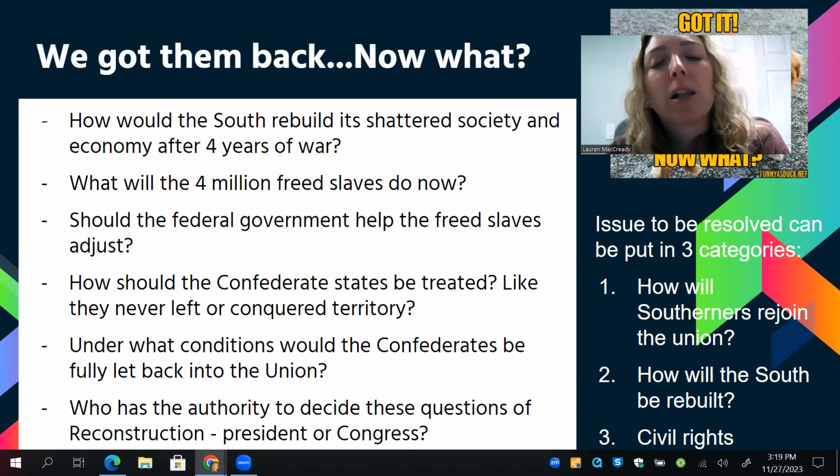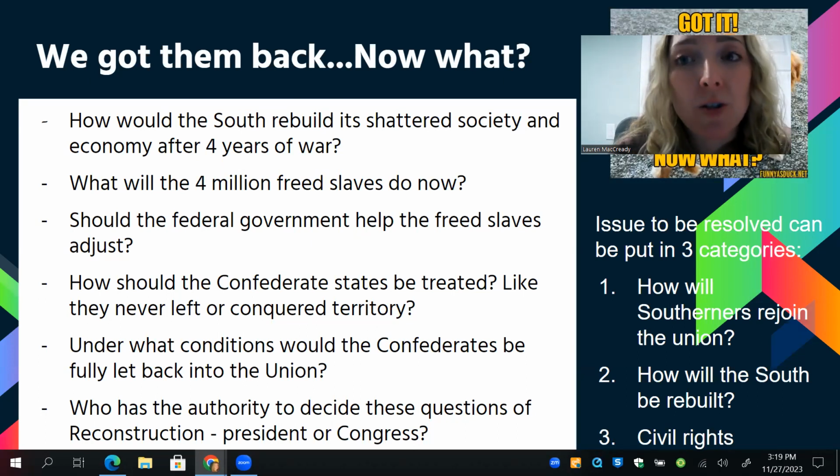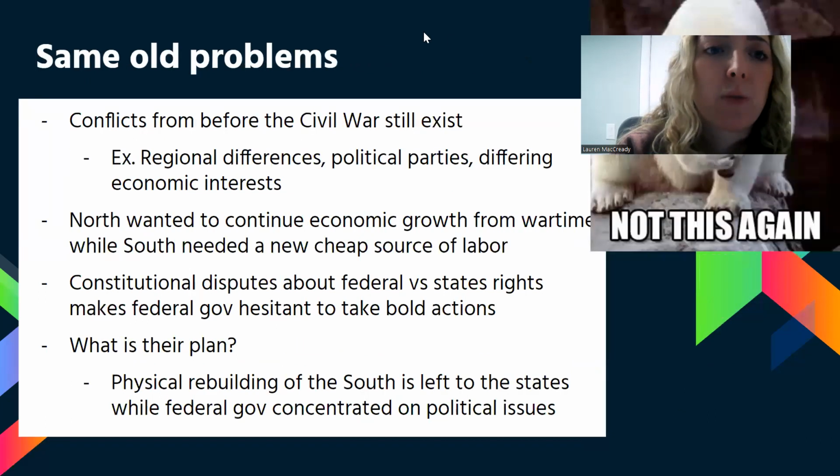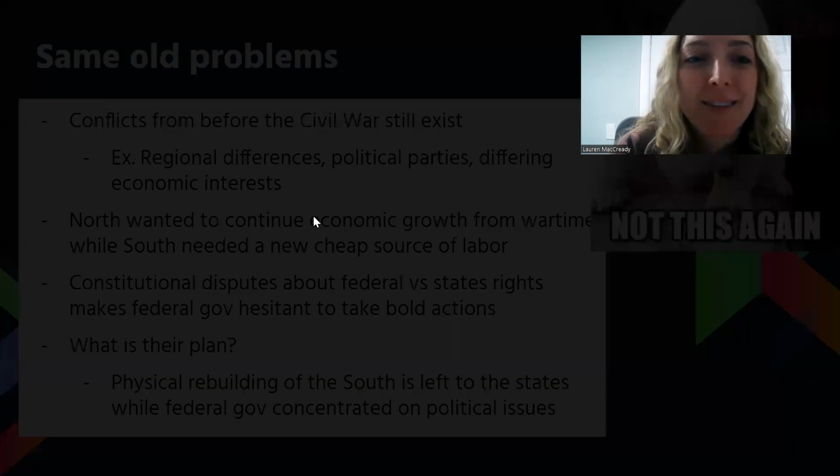So there is a lot of issues on the table. And then even the question of who should decide those issues is also on the table. It's a hot mess. So same old problems that existed before the Civil War still exist now. Still those economic differences. We still have the regional party differences. So let's just see what happens.